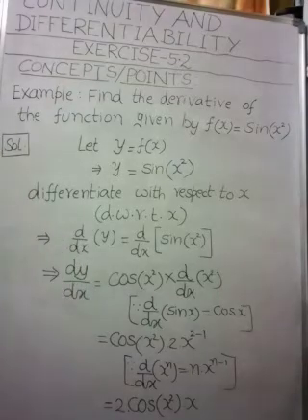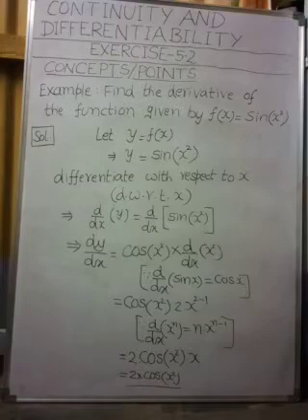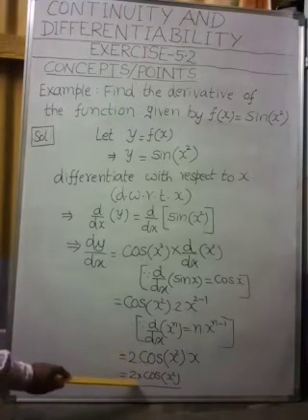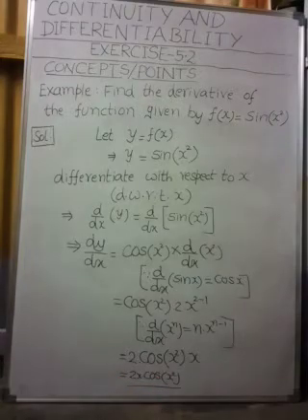This is the derivative of the given function. Understood, my dear children? Right. So this is the derivative of the given function, 2x into cos of x square. Understood, my dear children? Right.